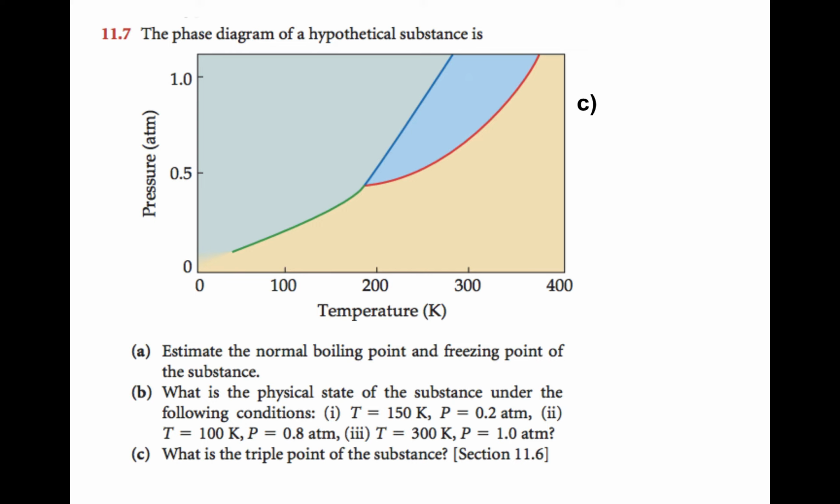C, what's the triple point? The triple point is the point where all three phases are represented at the same time. You're partly in the solid phase, partly in the liquid phase, partly in the gas phase. So that's this point right here. Less than 200, about 190 Kelvin and 0.45 atmospheres. I'd say that's the triple point.